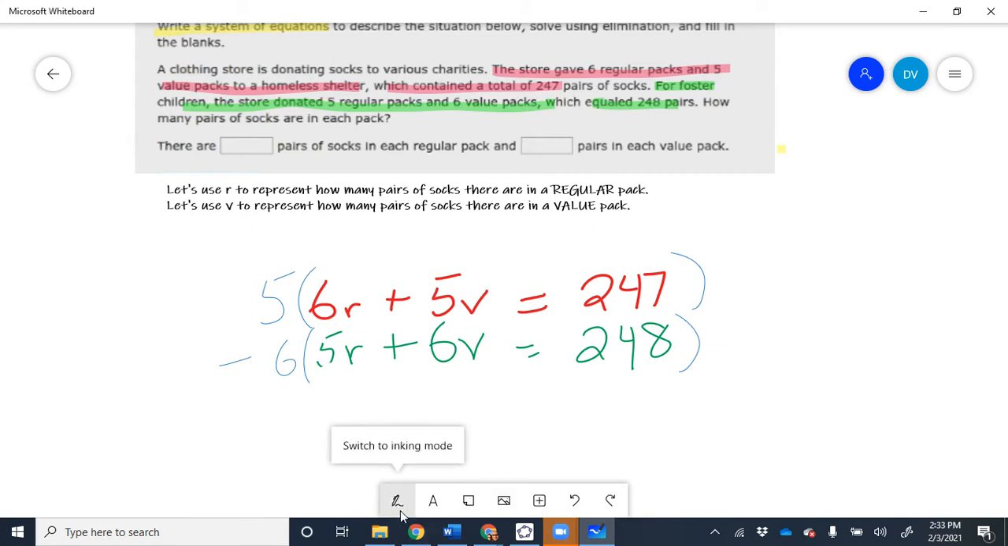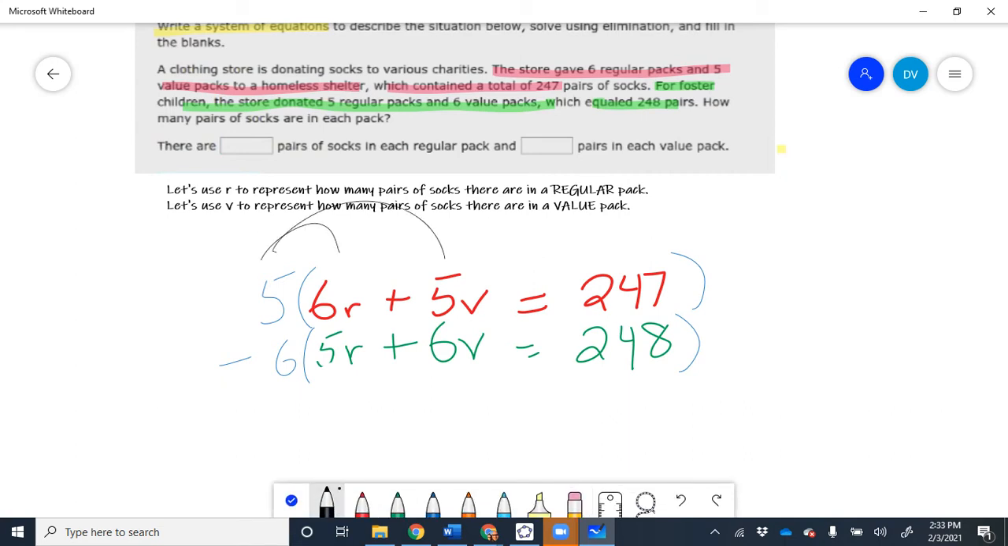And then you need your calculator in a minute, but we're going to multiply everything inside the blue parentheses times 5. That last part we'll need the calculator for. 5 times 6R, this first part, will give us 30R. This part, 5 times 5V, will give us 25V. And the next part, I need my calculator. 5 times 247 is 1,235. Tell me when you're ready after you wrote that down.